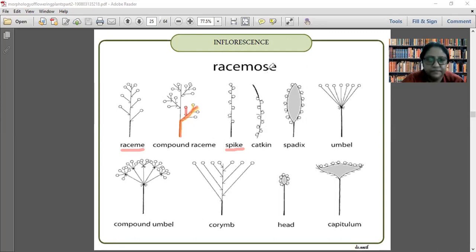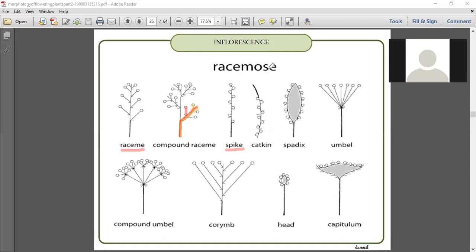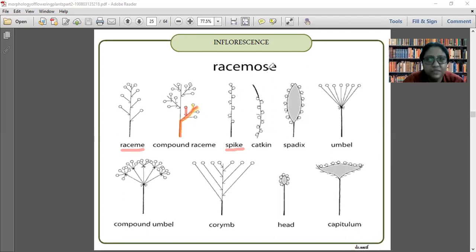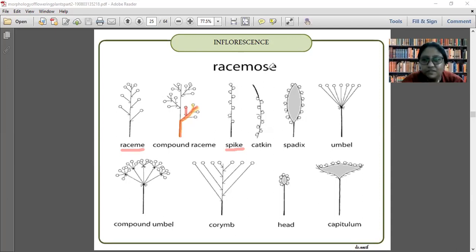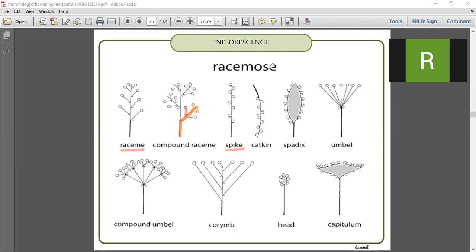Ayushi: Ma'am, the difference is in the structure of spike and compound raceme. There are more than one structure in a single branch, but in raceme there is only a single structure. No, you missed the observation. Yes, Parv. Let Parv speak first because he spoke at the beginning only. Go ahead, Parv.